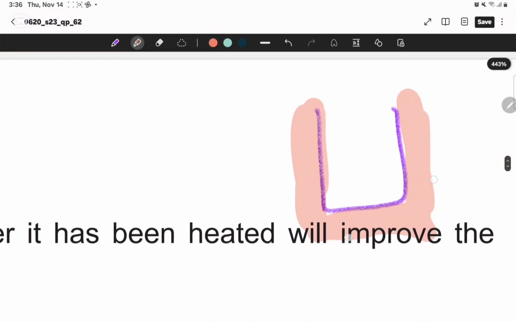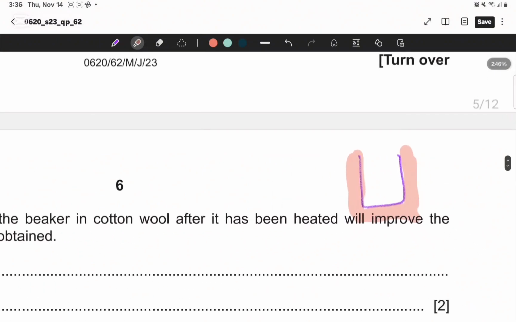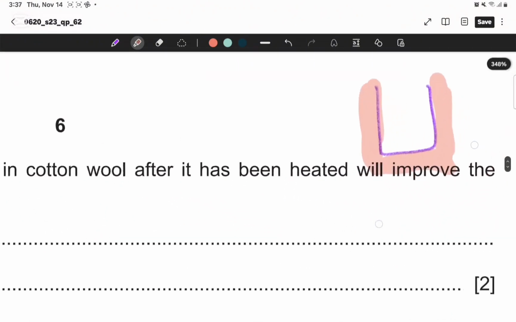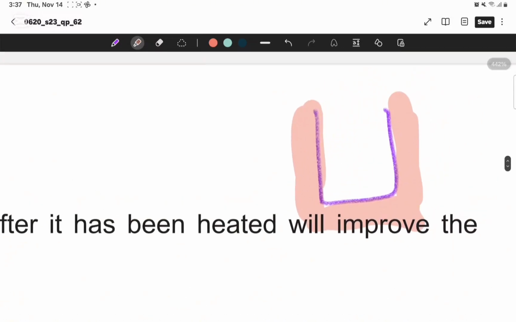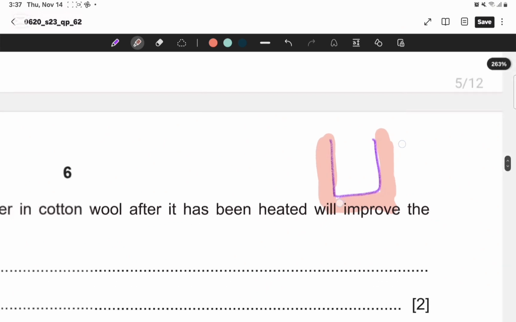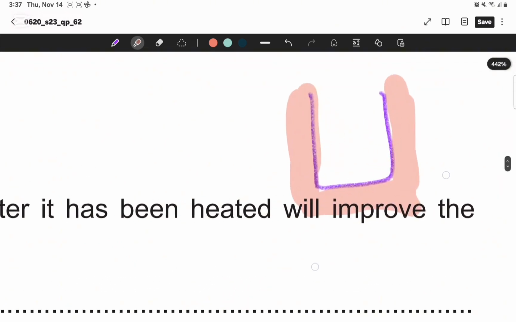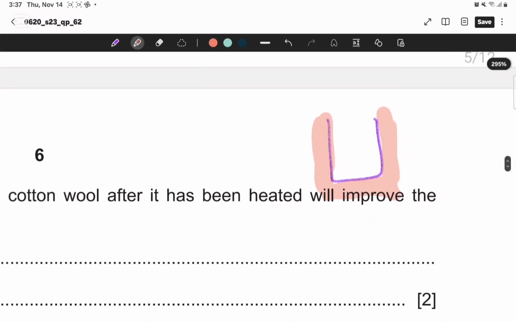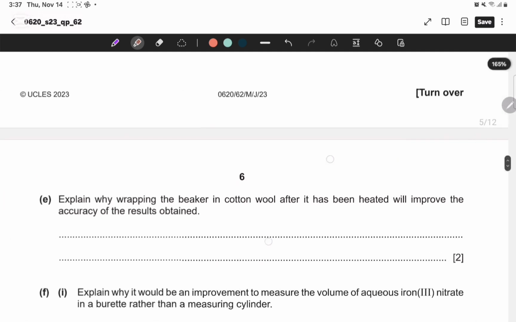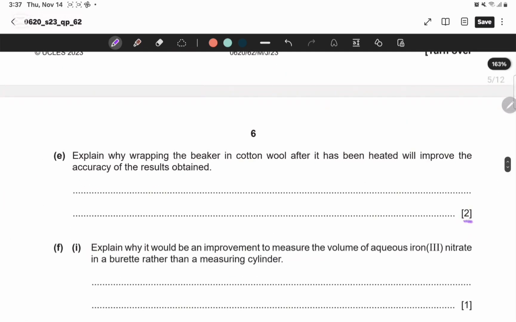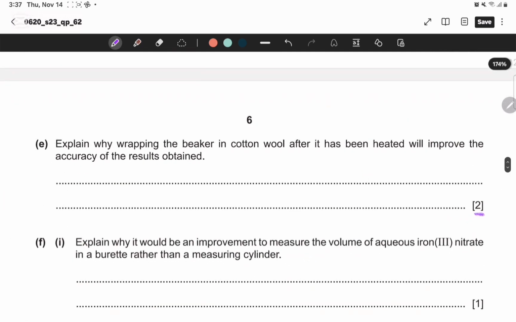How will this improve my accuracy after heating it? Obviously I heated it first and then I added the cotton. We know insulation will keep the thing warm and the temperature becomes constant. It stays the same for a longer time. Okay, so the answer, it's 2 marks, so we're just going to write 2 points.